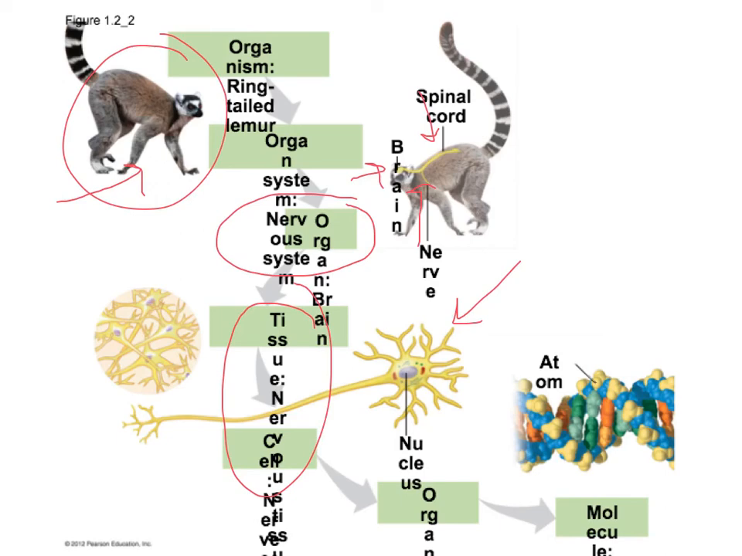Then we can break that nerve cell down into organelles. So we have organelles that are inside here. You can see the nucleus. And then we can take that nucleus and break it down even further into a molecule, which is made up of atoms.